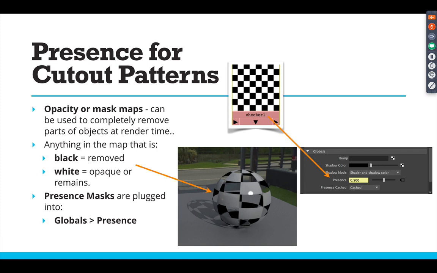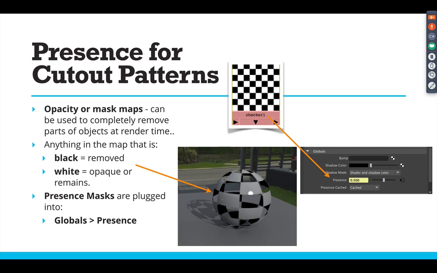All right, so we went over this a little bit the other day, I think. But opacity or mask maps are just simply black and white maps that we use to define what is transparent and what is not transparent. Anything that is black in your map or your alpha, your mask, whatever you want to call it, is going to be transparent. That means removed. Anything that's white will be opaque. That means it's kept or held.